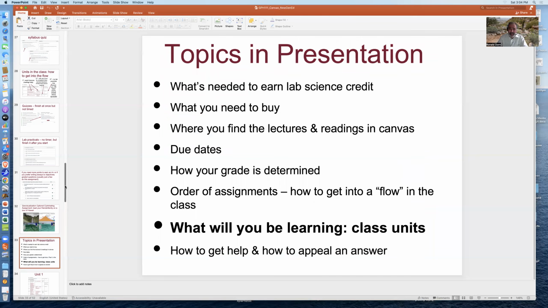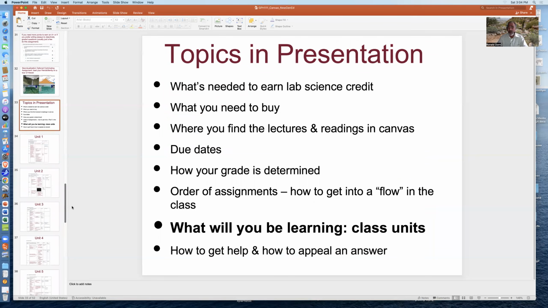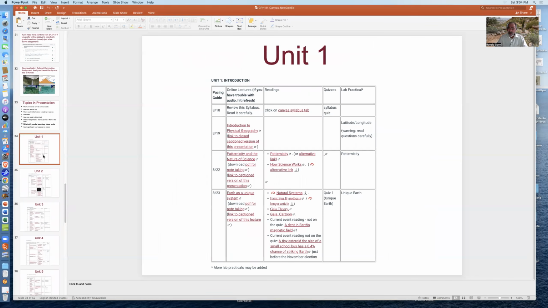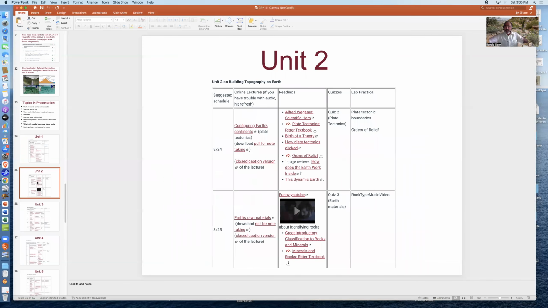What will you be learning in the class? What are the different units in the class? Well, Unit 1 is an overview of what science is, what physical geography is, and Earth as an entirely combined system, because physical geography is how the planet as a whole works. And I want to explain this to you at the start before Unit 2 breaks it apart.